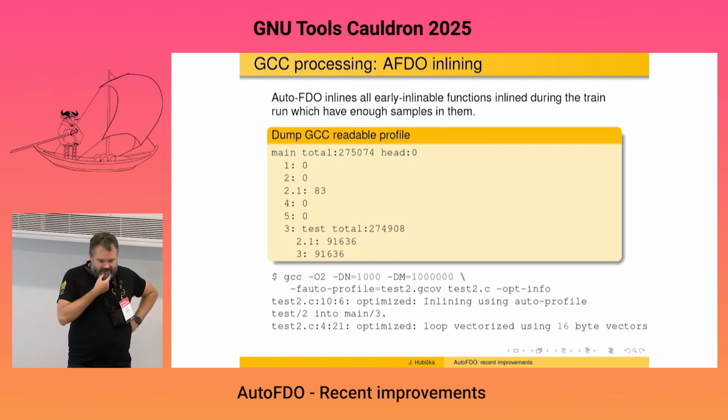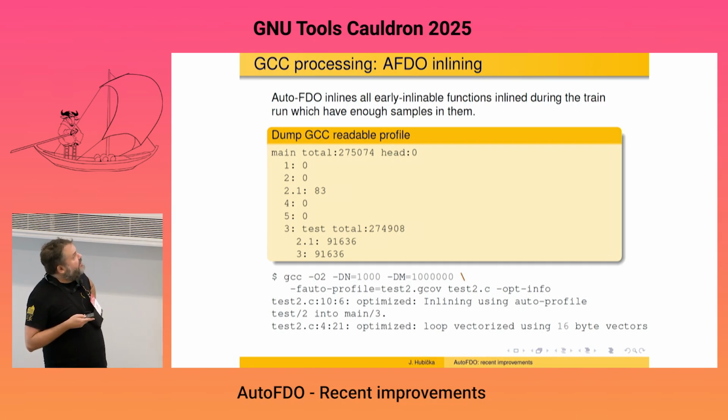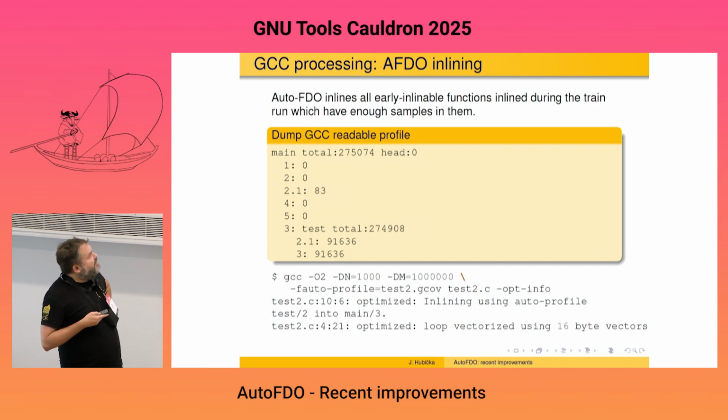So this is what it does. The second step is inlining. In the inlining, basically, we are using this context-sensitive information. So even before building the profile of the function, if this function is called enough times, so this total number is big, we will inline it, and we will do it early.